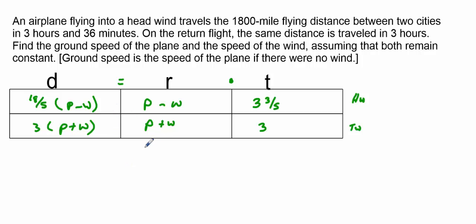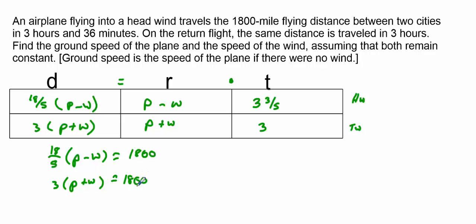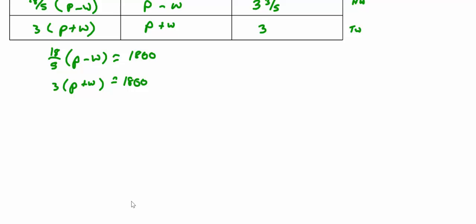And now we can write two equations relative to the distance. So I have 18/5 times P minus W is equal to that 1800. And then 3 times P plus W is also equal to that same distance of 1800. And now I just have to solve this system.